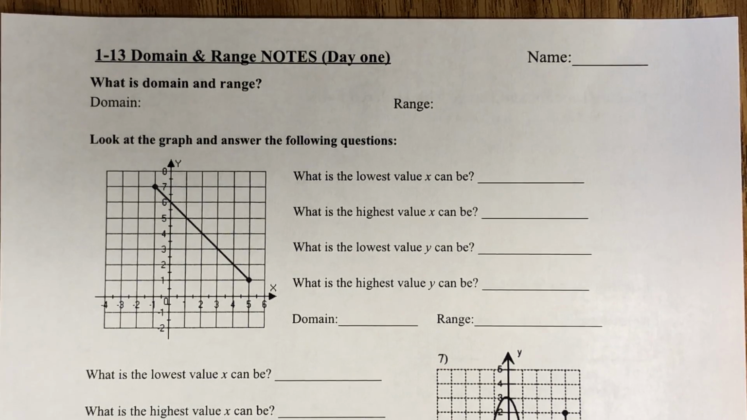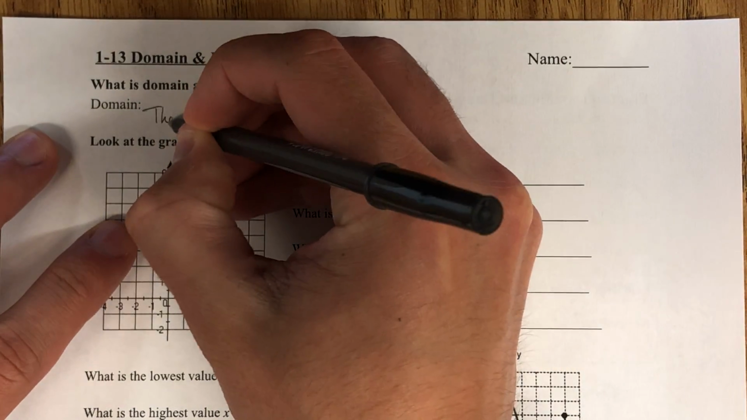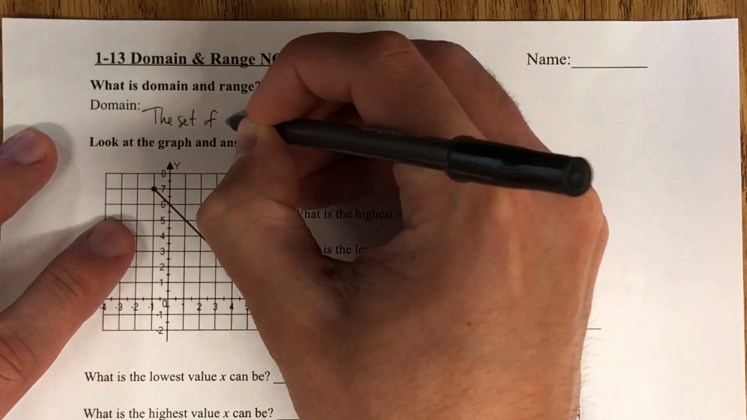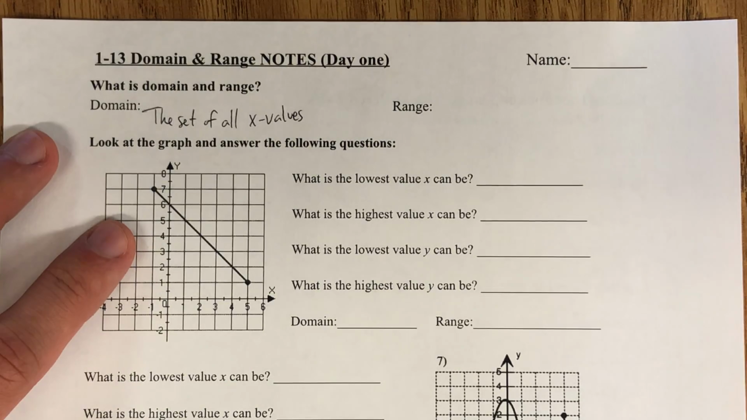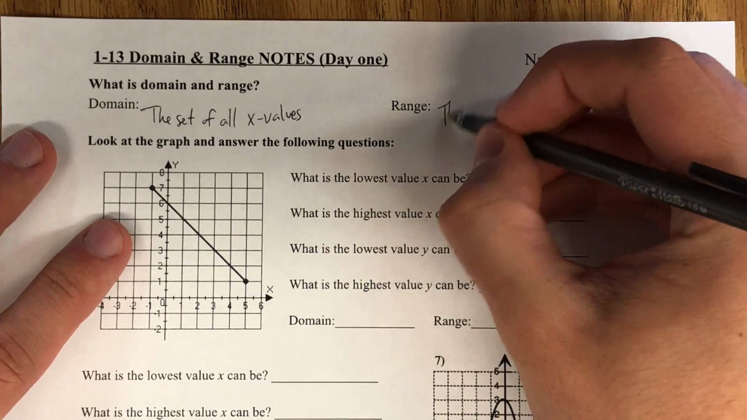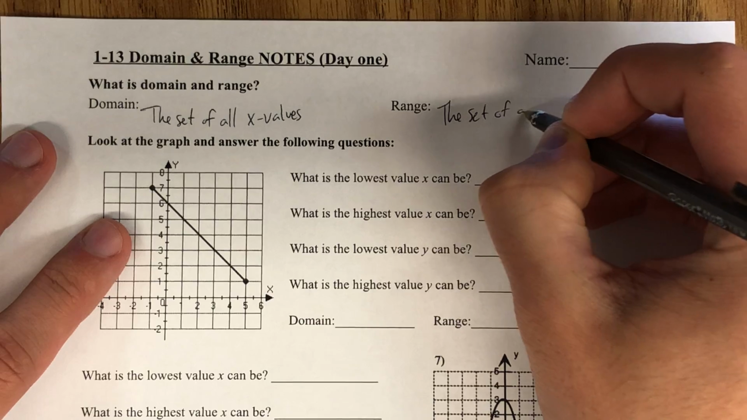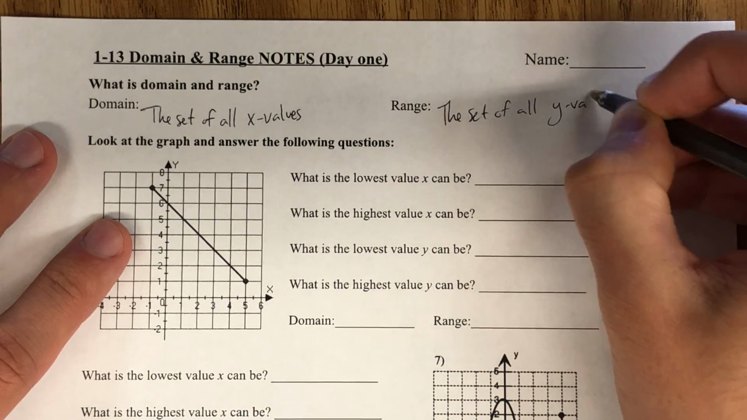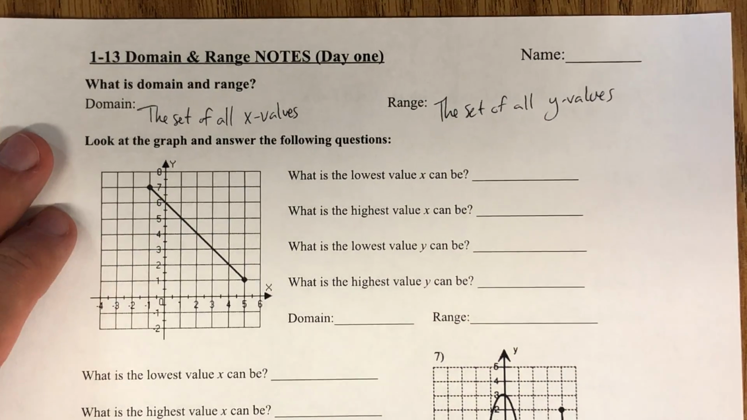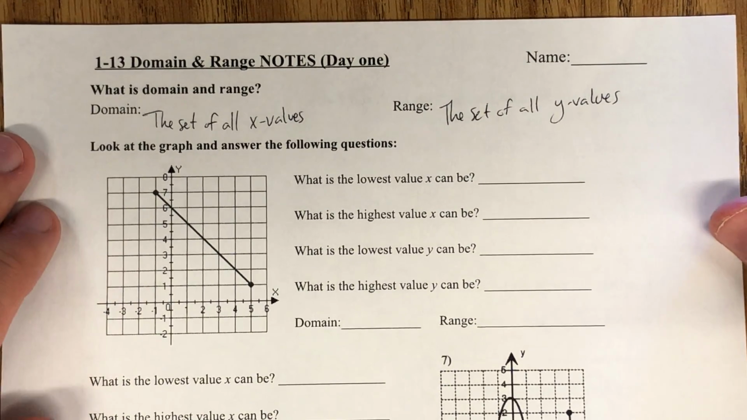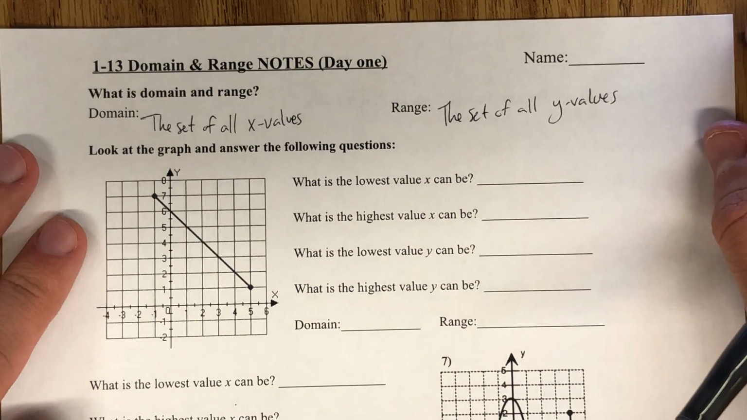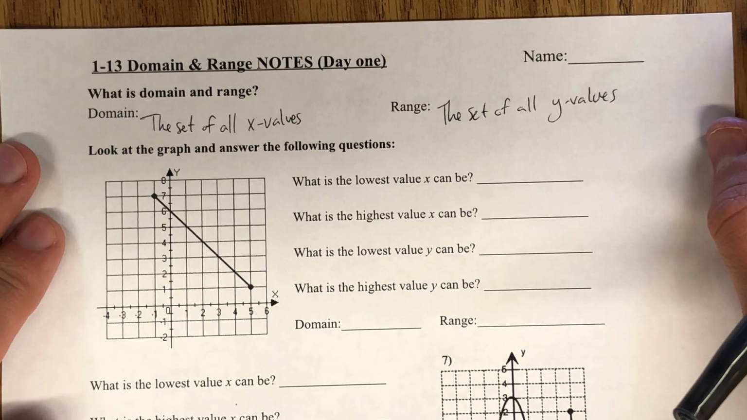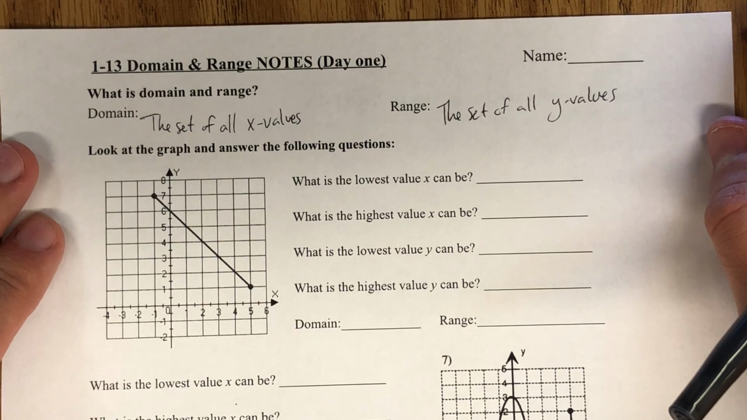To get started, let's just start by defining domain and range. Domain we define as the set of all x values. Range we define as the set of all y values. A set is just a collection of values, a collection of numbers. So all possible x values is the domain, all possible y values is the range. Let's start determining domain and range visually from these graphs.